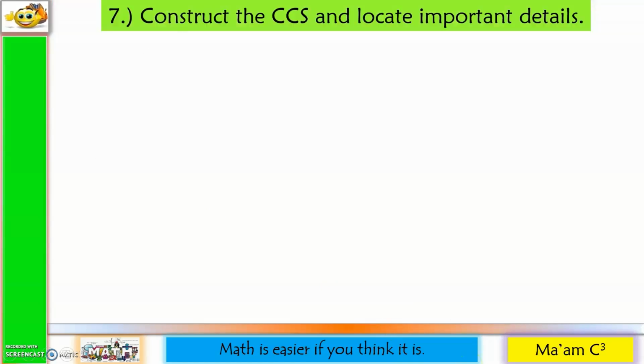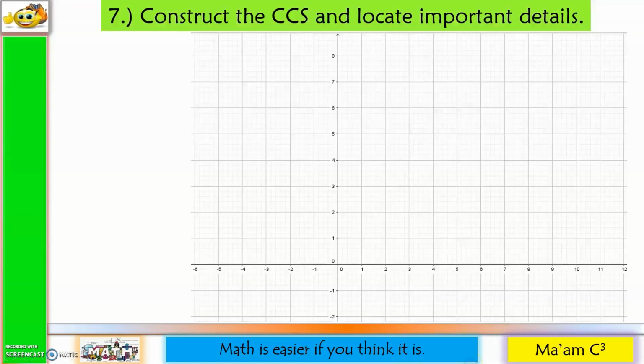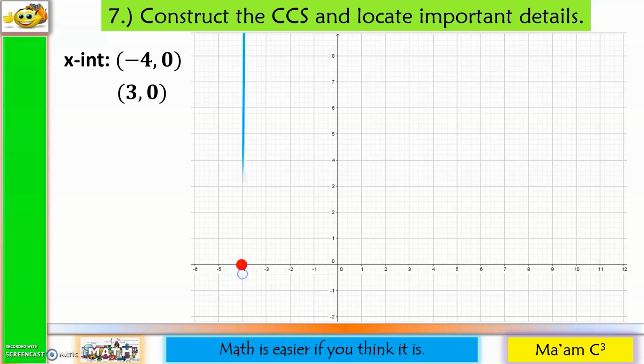Step 7. Let us construct a Cartesian coordinate system and locate important details. Let's start off with our x-intercepts. We have 2, negative 4, 0. Do not forget to draw a light vertical line. And 3, 0. Another light vertical line. Then we have our y-intercept, 0, 3.